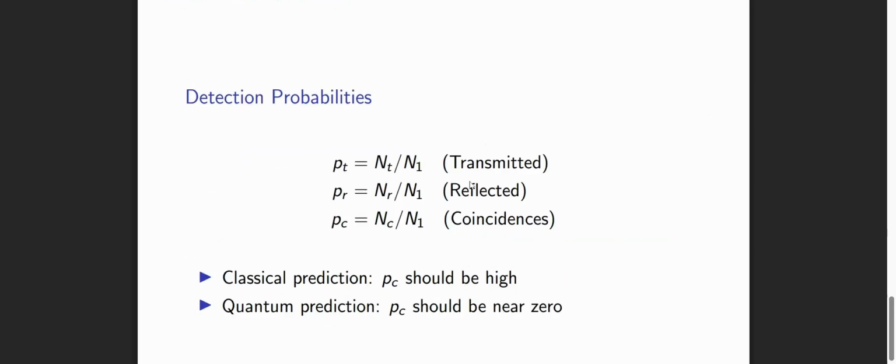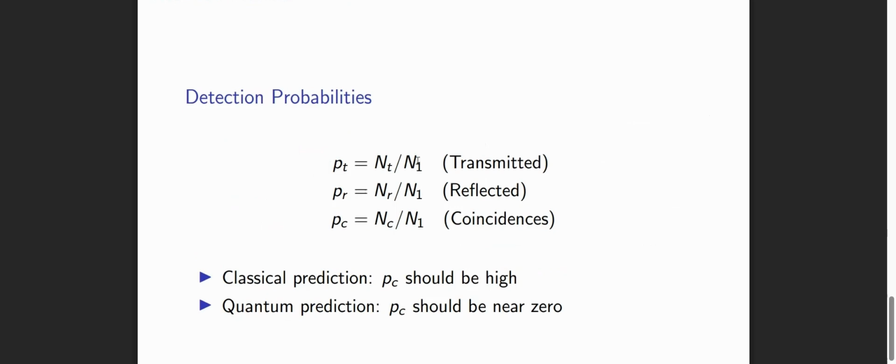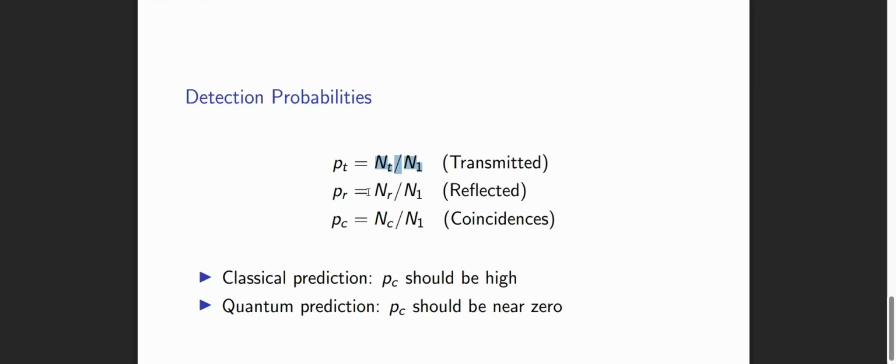Now let's come to the measurements. The detection probabilities, as you can see, we have PMR and PMT. The probability of the transmitted wave, like how many photons are getting transmitted, will be given by the number of transmitted photons divided by the number of incident photons. In a similar way, the probability of the reflected wave will be given by the number of reflected photons divided by the total number of incident photons.